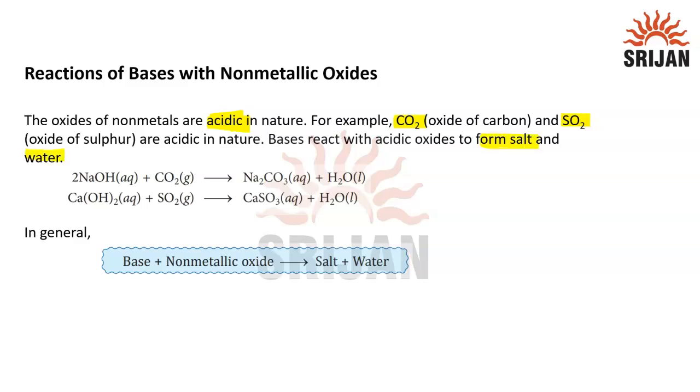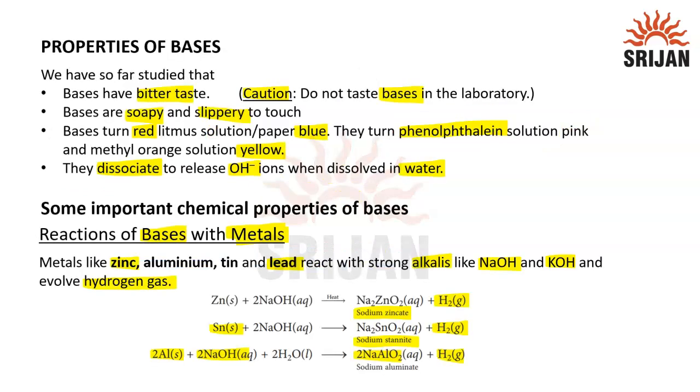Here NaOH, which is a base, reacts with CO2, carbon dioxide, and we get Na2CO3, which is a salt, sodium carbonate, along with water. Again, calcium hydroxide reacts with SO2, sulfur dioxide, again acidic in nature, and we get calcium sulfite, which is a salt, along with water. So in general, we can generalize that base plus non-metallic oxide will give us salt plus water. Similarly, for base plus metal, we can say that we get salt and hydrogen gas.